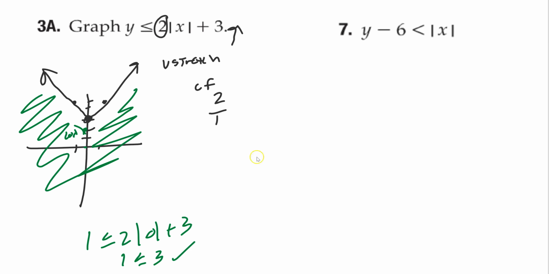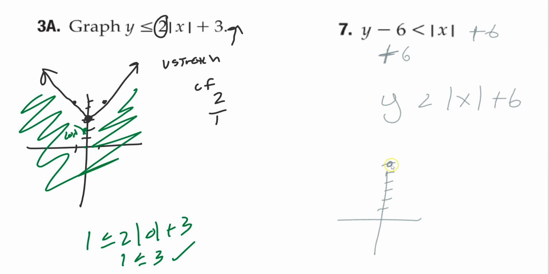Next one real quick. First step is go plus 6, the y by itself. So y is less than absolute value x plus 6. On a graph that, go to 6. Shift to slope of 1 and 1, so kind of like normal. And less than, so shade below.